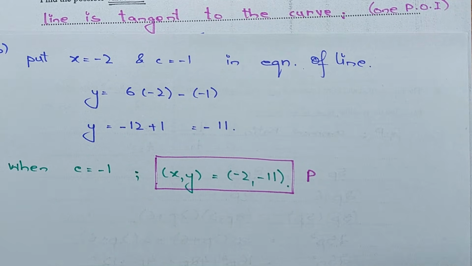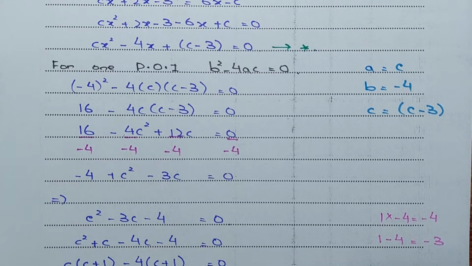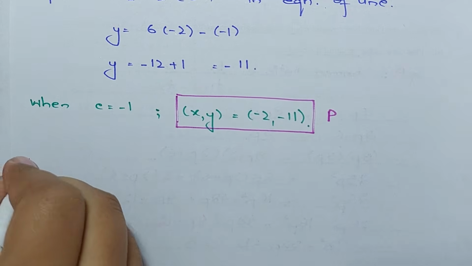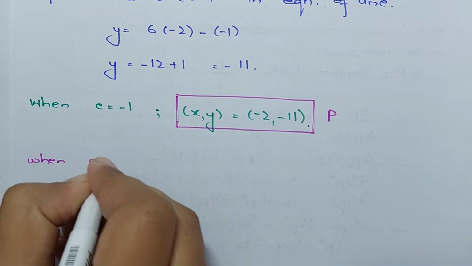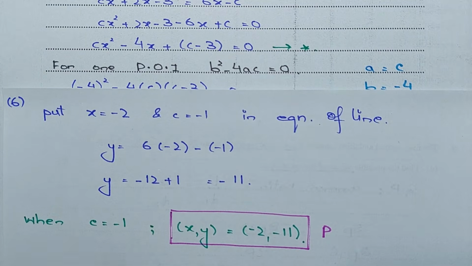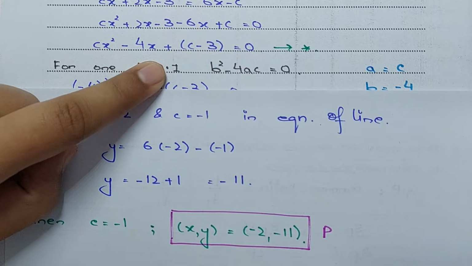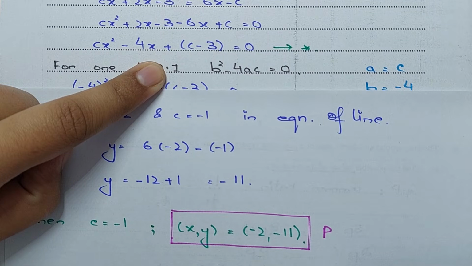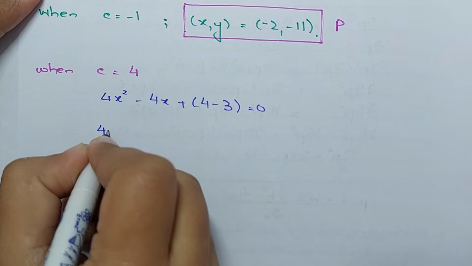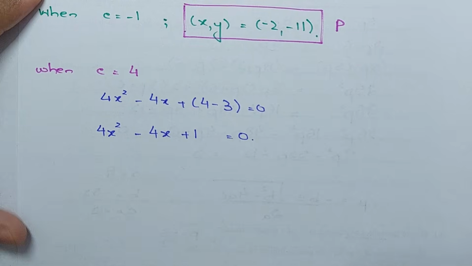Now we need to figure out for the second one when the C value is 4. Just substitute C value of 4 in this equation, right? So here we can say when C equals to 4, the equation becomes, just substitute 4 over here, 4 x square minus 4x plus 4 minus 3 equals to 0. Let me simplify. 4x square minus 4x plus 1 equals to 0.